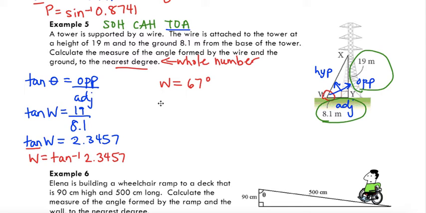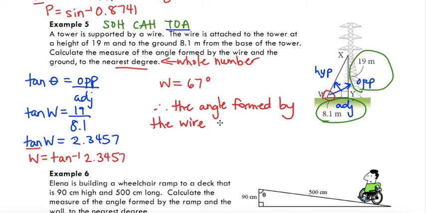And then I want to write my concluding statement. So therefore, the angle formed by the wire and the ground is 67 degrees.